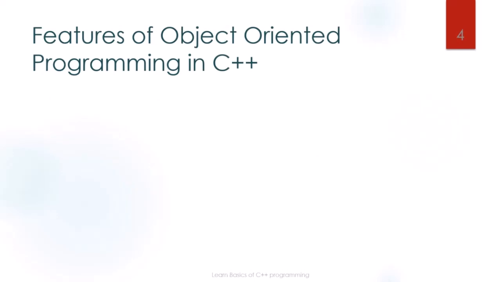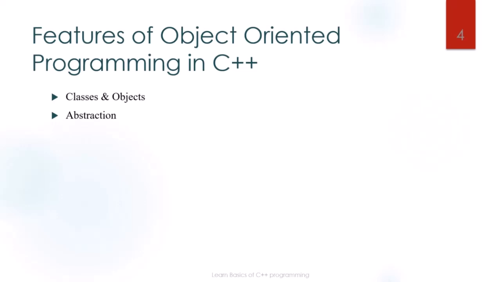It is necessary to understand the features of object-oriented programming in C++. What are classes? Classes are the blueprint for a functional entity which defines its properties and functions. Then what is an object? Objects are the basic runtime entities in an object-oriented system which have state and behavior. It is an instance of the class. All the members of the class are accessed through the objects.